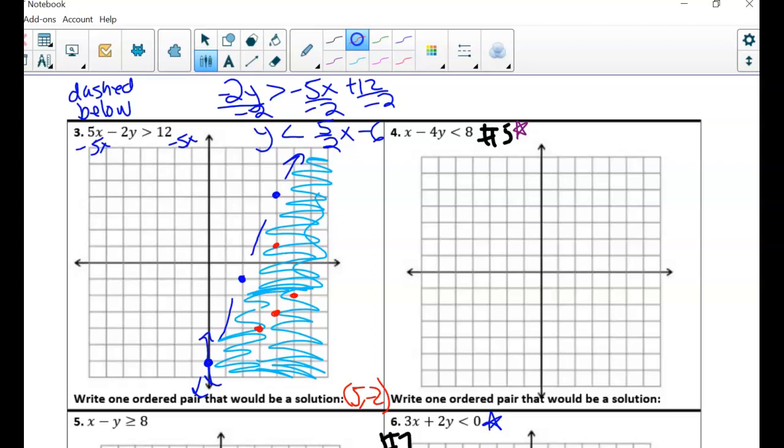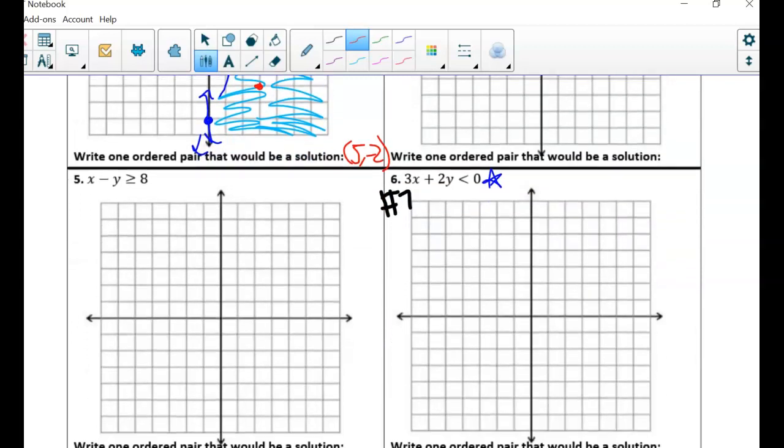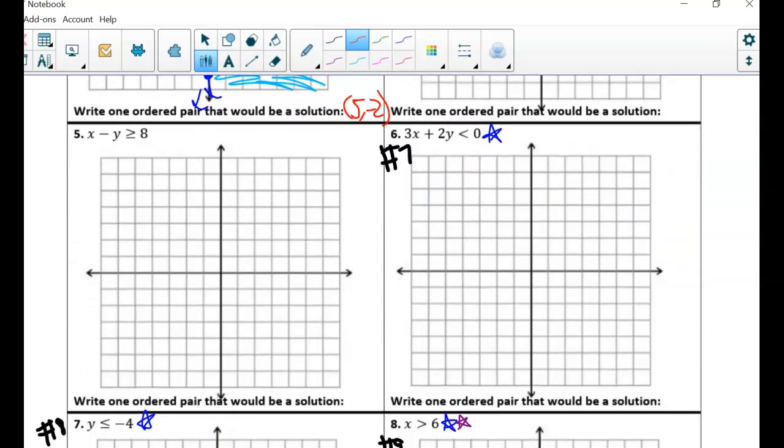Let's move on to the next one. We're going to do number 5. So with number 5, we again need to solve this. Subtract x on both sides. We have negative y is greater than or equal to negative x plus 8. Divide everything by -1. So our new equation is y is now less than or equal to positive x minus 8.